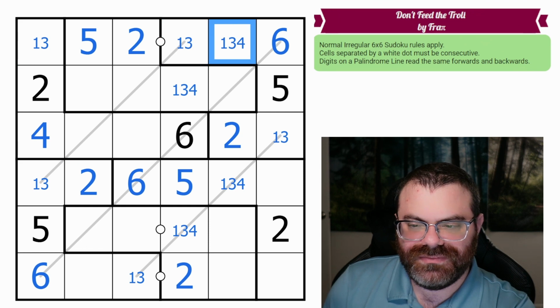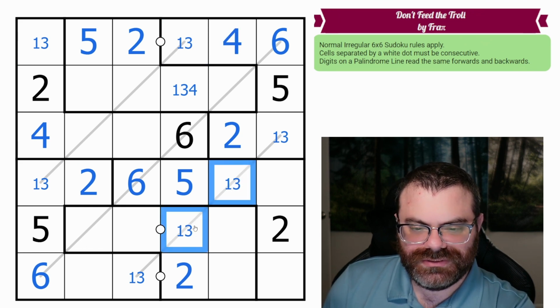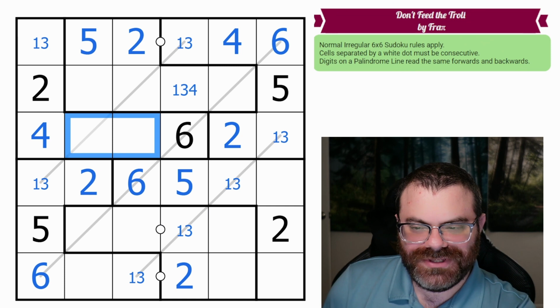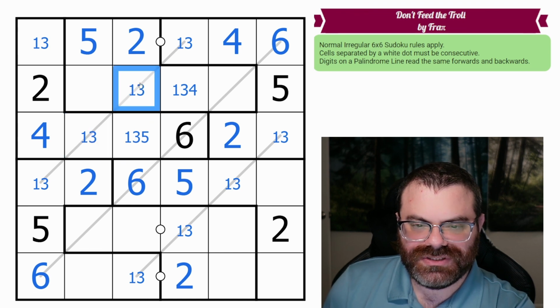This is a 1-3 pair, so 4 in this row goes there. These can't be 4s. Now I'm starting to wonder whether all of these are identical digits. That would be a fun idea. 1, 3, 5 go here. And this can't be the 5. So this is also a 1 or 3. Starting to shape up like I thought.